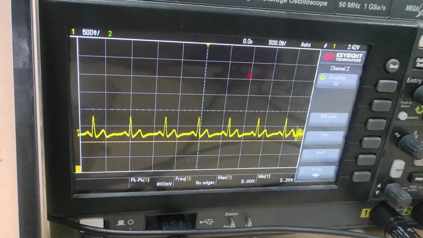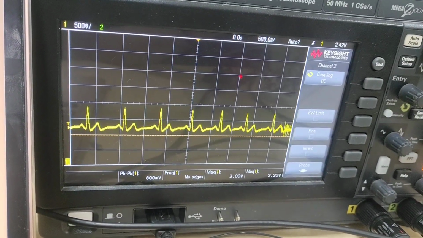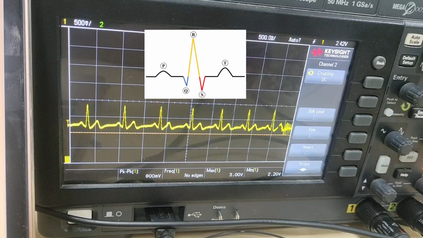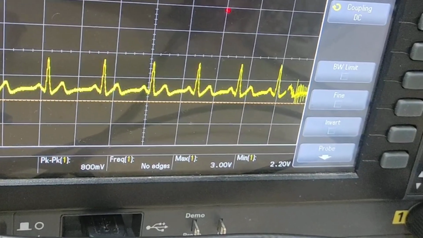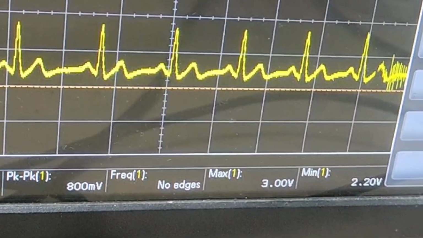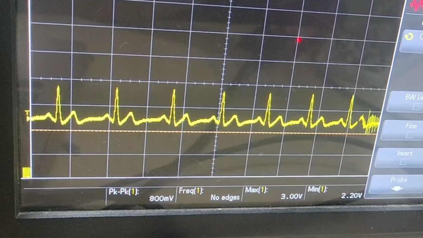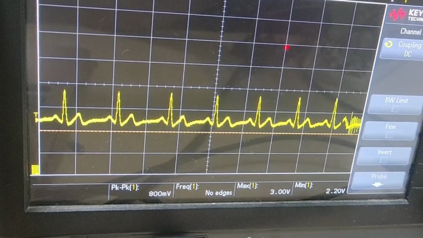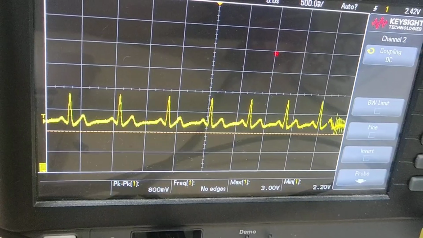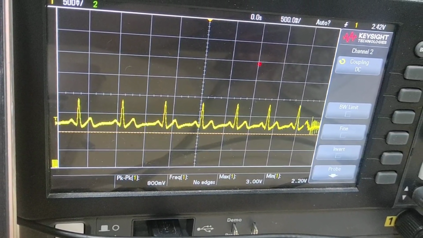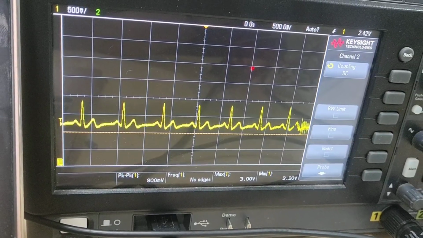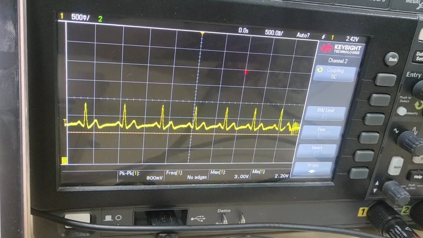Now, let's have a look at the results. This is the ECG waveform captured by our circuit. You can clearly see the characteristic P wave, QRS complex and T wave patterns that represent a single cardiac cycle. The output voltage range is between 2.2 volts and 3 volts after the signal conditioning stage. As you can see in this output, our circuit effectively eliminates the 50 Hz noise while preserving the ECG signal's integrity. The frequency response analysis on the oscilloscope confirms the functioning of our 400 Hz low pass filter and 50 Hz notch filters.